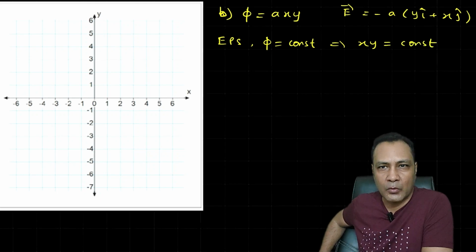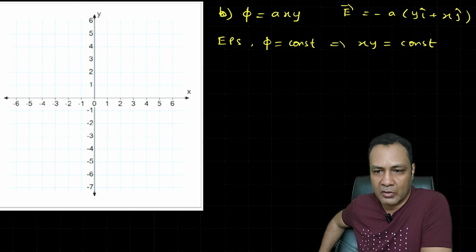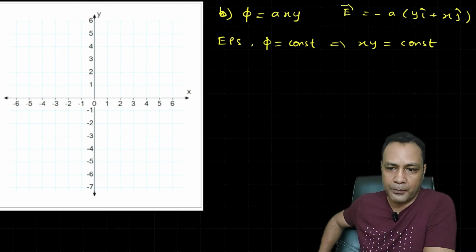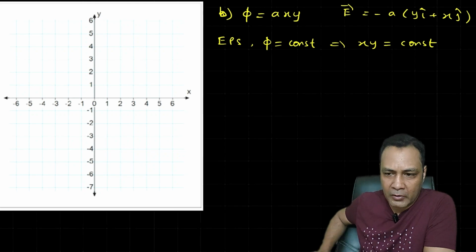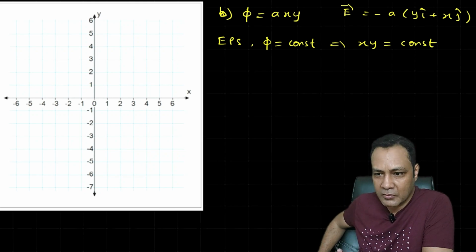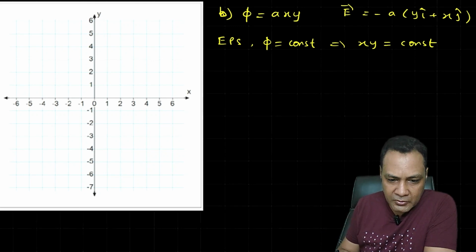I'm assuming A to be a positive constant. For the sake of simplicity, you can assume A to be 1. So basically phi is equal to xy. So different values of xy, the product of x and y, will give different potentials. So first of all, let's take the zero potential.